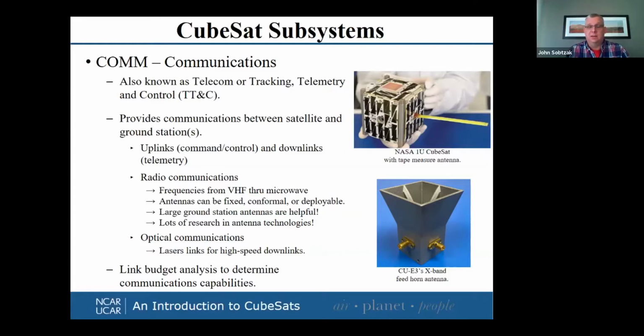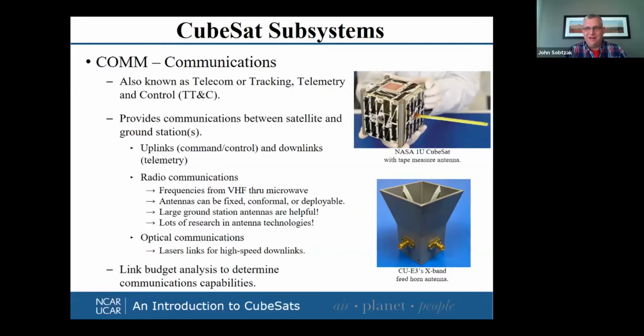CubeSats, like a lot of satellites, use radio communications primarily, and they use frequencies from VHF all the way up through microwave. The antennas themselves can be a fixed antenna, or they can be conformal, meaning they're on the side of the spacecraft, so they actually form like a wall. And deployables are a big thing.